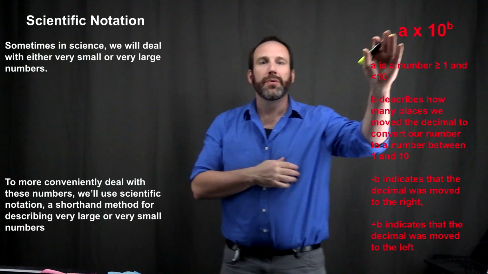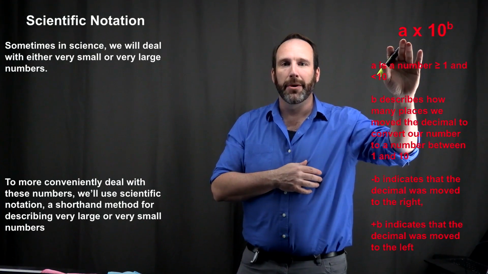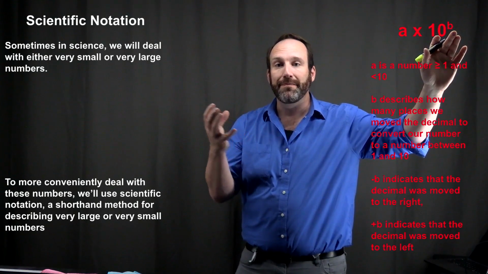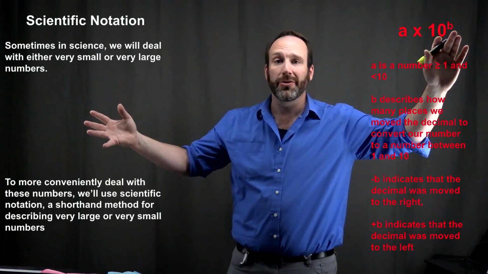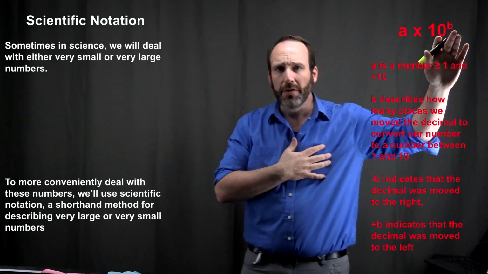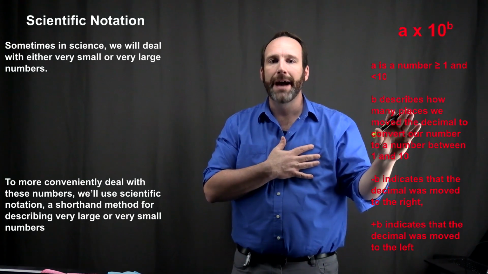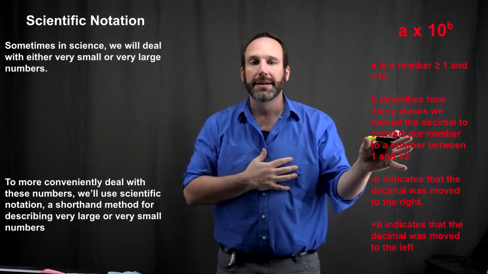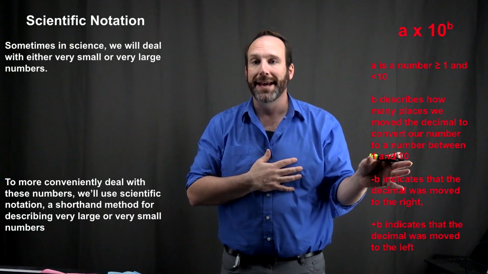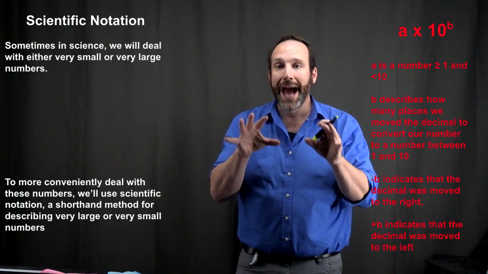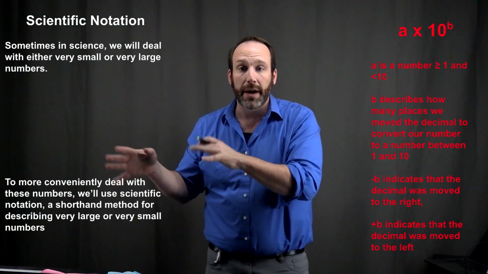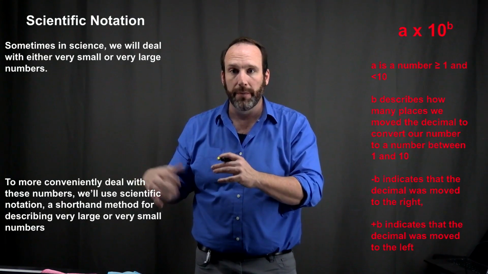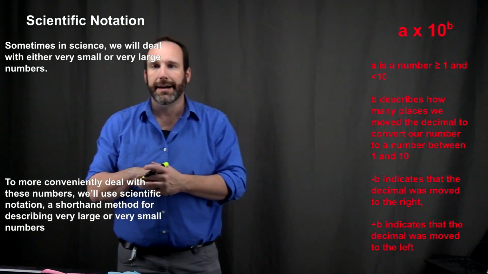So that's this number at the beginning, the a number, and then this b, the exponent, is telling us how much bigger than 1 that number is, or how much smaller than 1 that number is. The b describes how many places we had to move our decimal point to get our number between 1 and 10. That b exponent can be either positive or negative, depending on which way we're moving that decimal. Okay, so let's try an example.